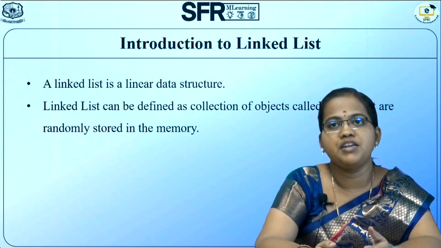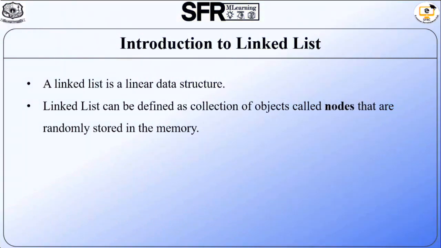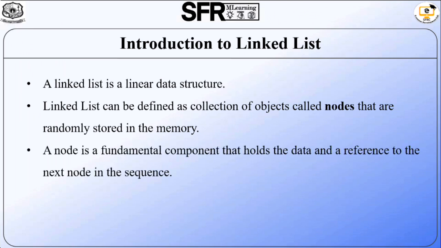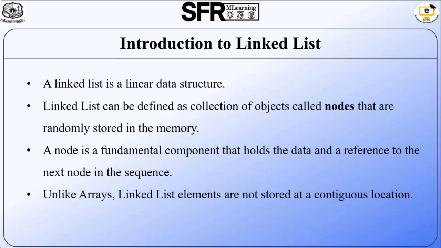A linked list can be defined as a collection of objects called nodes. So what is a node? A node is a fundamental component containing two parts. The first is a data part, and the next is a reference that holds the address of the next node. It is different from the array concept because an array has some limitations, but a linked list has no limitation in storing the data.